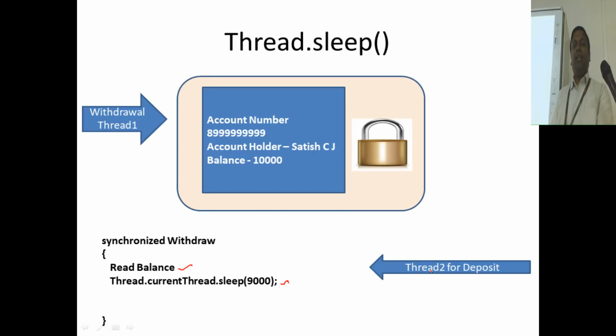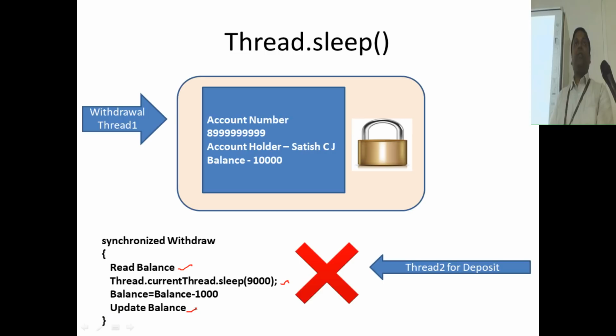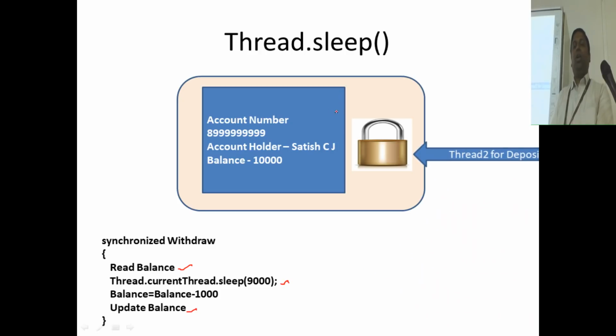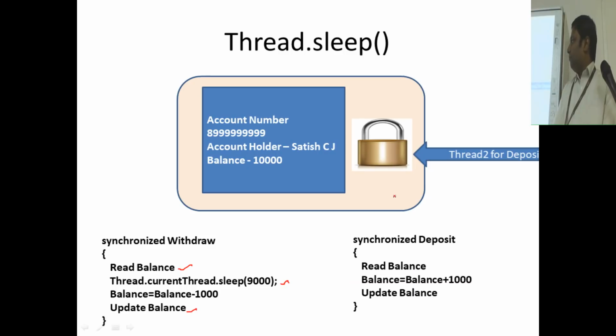So if any other thread, thread 2, comes for deposit, it will not be able to enter this method because the lock is not being released. So it should wait until this method completes and updates balance. Then this will terminate and release the lock. Once this terminates and releases the lock, my thread 2 can go and acquire the lock on this particular object. Once it acquires the lock on the object, it can enter the synchronized method and start working on it.